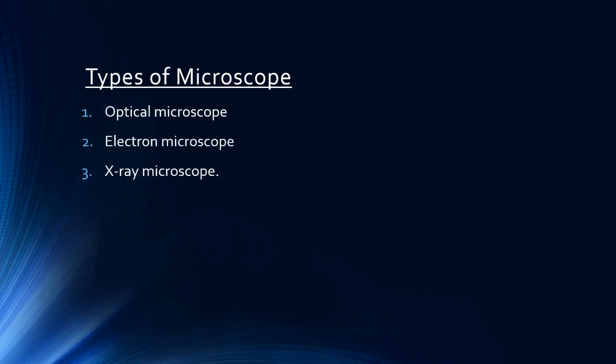So there are basically three types of microscope: optical microscope, electron microscope, and a new type of microscope which is the X-ray microscope.